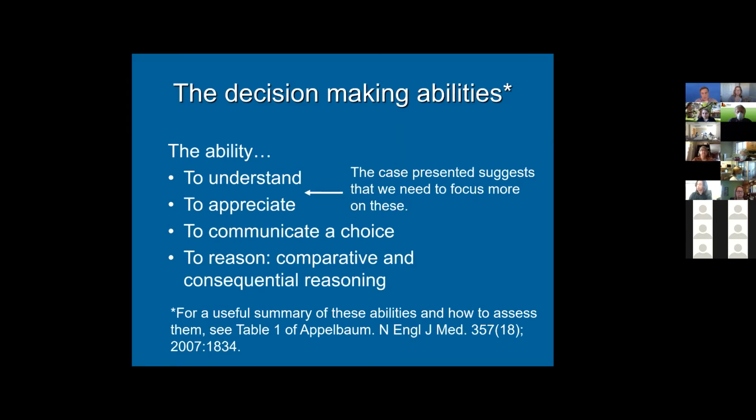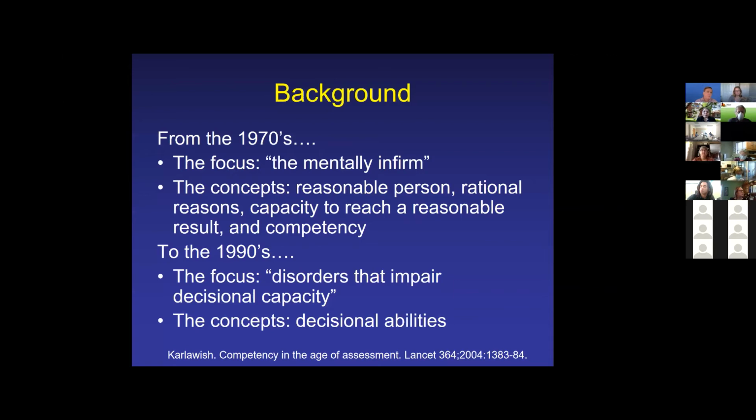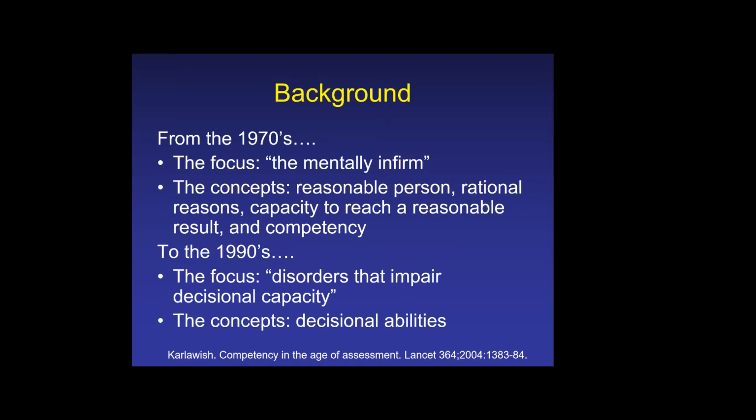And so what I'm arguing here is we need to focus more on, first, does someone even understand the information? How do they appreciate it before we even get to matters related to choice and reasoning? So let me give you a little historical background here. The arc of history has been quite substantial since the 1970s, when we had these ideas that to be competent meant you made the decision of a, quote, reasonable person giving rational reasons.